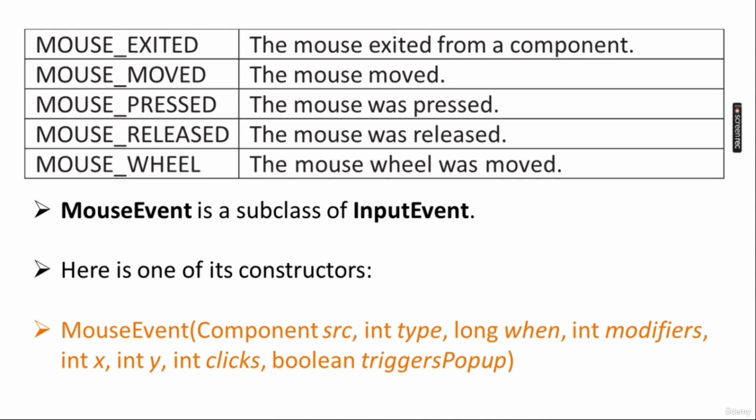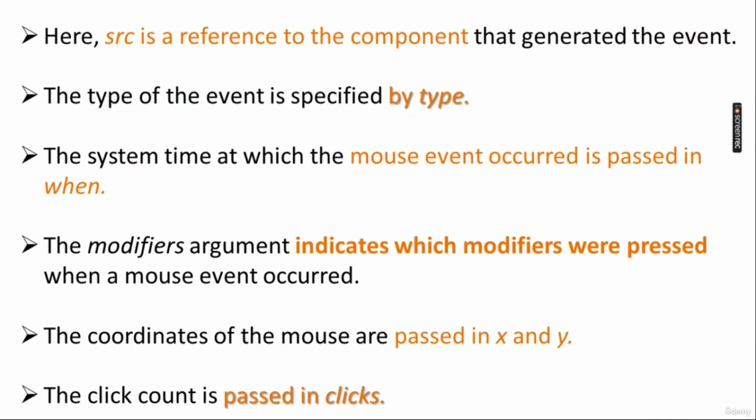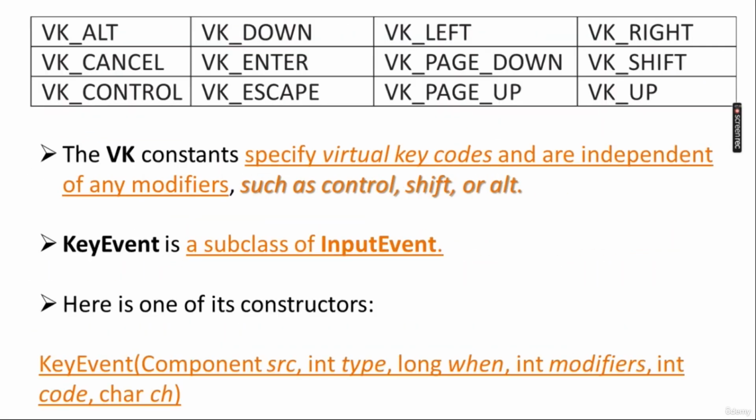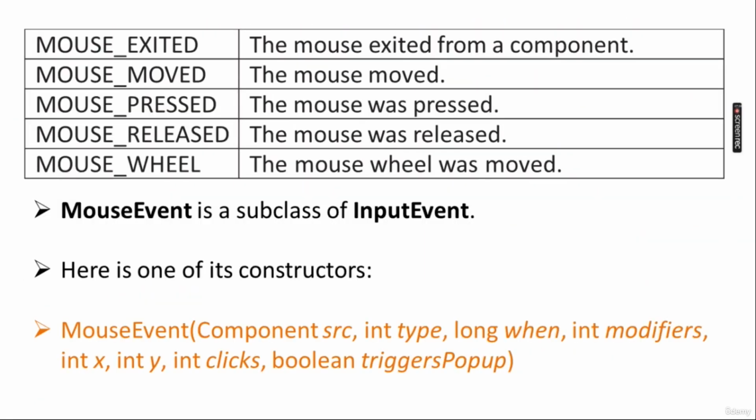MouseEvent is a subclass of InputEvent. One of its constructors is MouseEvent: Component source, int type, long when, int modifiers, x, y, clicks, boolean triggersPopup. Source is a reference to the component that generated the event. The type of the event is given by type. The system time at which the mouse event occurred is passed in when. The modifiers argument indicates which modifiers were pressed when a mouse event occurred. So modifiers are Control, Alt, and Shift.